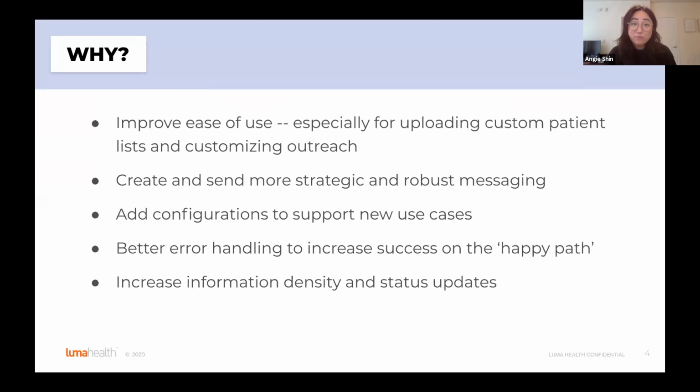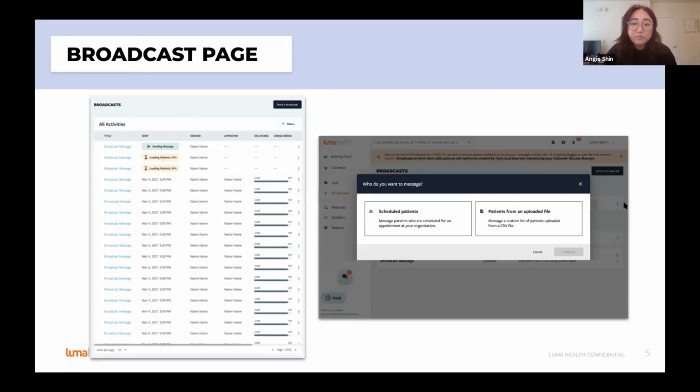We want to let you know if something goes wrong, but also let you know when something goes right. Did the broadcast go out successfully? Who did it go out to? How many people did it go out to? Do you have some extra work to do on one area because maybe the data that we got from your EHR was incorrect? And lastly, just adding information density everywhere, keeping you in the loop, making sure you have all the information that you need to have a successful broadcast and manage them before and after.